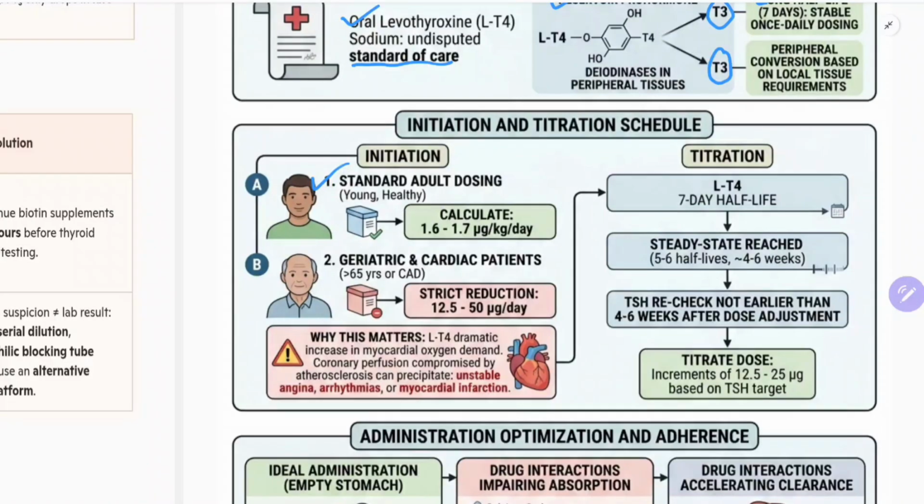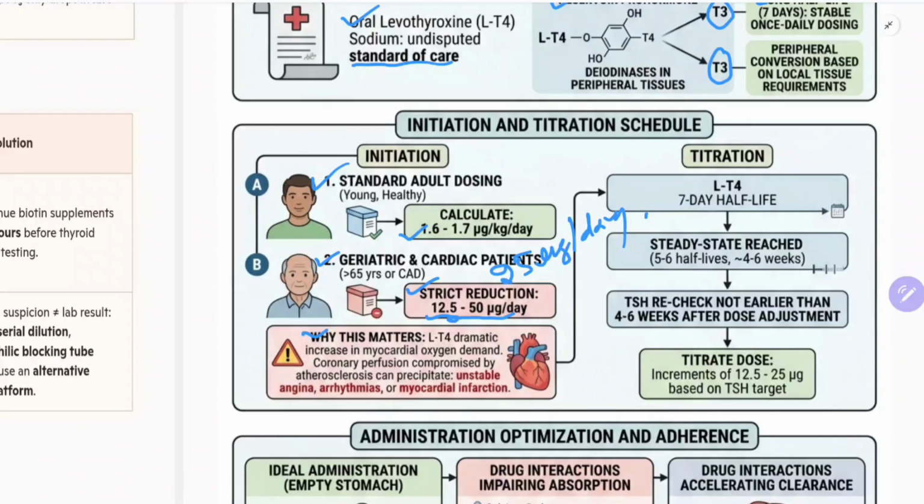Standard adult dosing, young and healthy individuals. Calculate the dose. How much? It is 1.6 to 1.7 microgram per kg per day. So this is the dosage. In older patients or cardiac patients, meaning older than 65 years of age, or who have a history of coronary artery disease, the dosage is not 1.6 microgram per kg per day. You should start at a low dose, 12.5 to 50 microgram per day, and practically it should start at 25 microgram per day, and then you should titrate slowly.